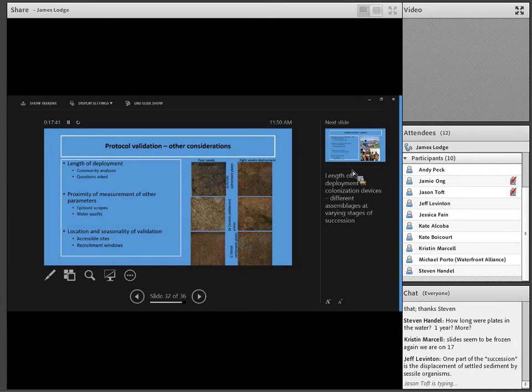Seasonality of validation and the location of cross-validation: obviously, we need to find accessible sites that are measurable, and we also need to think about the recruitment windows. There might be seasonal differences in the recruitment of different species across different sites, so more information on those recruitment patterns needs to be considered.